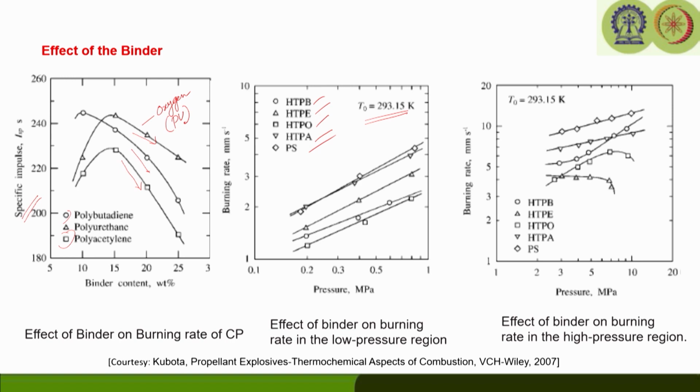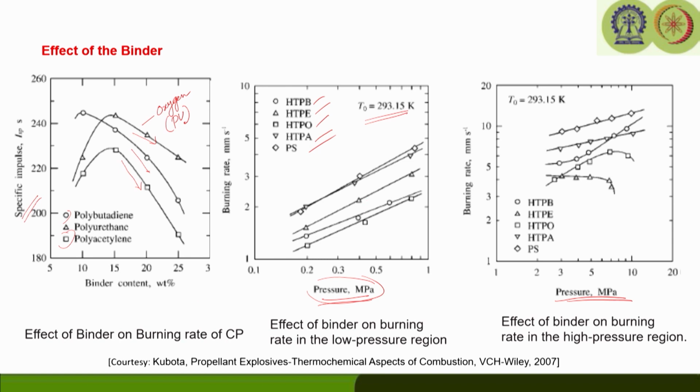Now, coming to the higher pressure region. We have seen this is the lower pressure region. If you look at the chamber pressure value, it is only up to about 0.2, which is about 2 atmospheres to around 7 or 8 atmospheres. There we have seen that the binders clearly show a linear trend, and the burning rate even keeps increasing with increasing pressure.